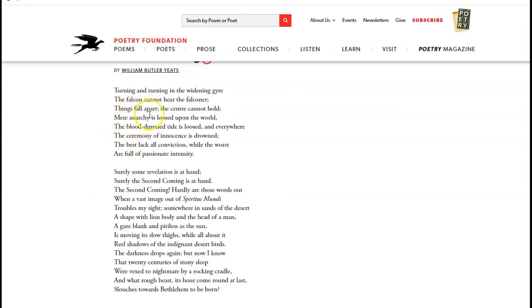It's anarchy. It's the loss of innocence. It's those who would uphold truth losing their conviction, and the worst. These are the things. What are those? Those are all threats to society.